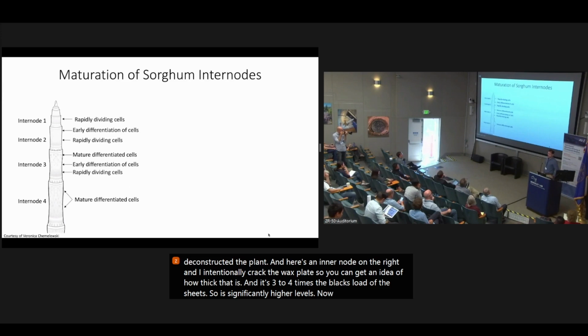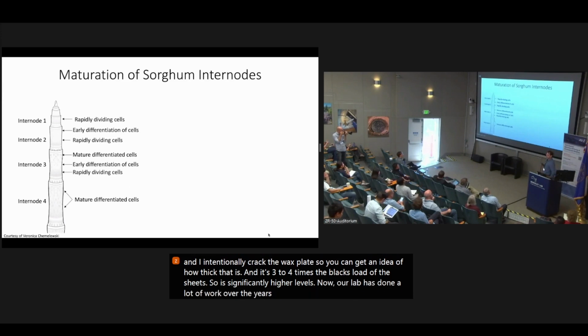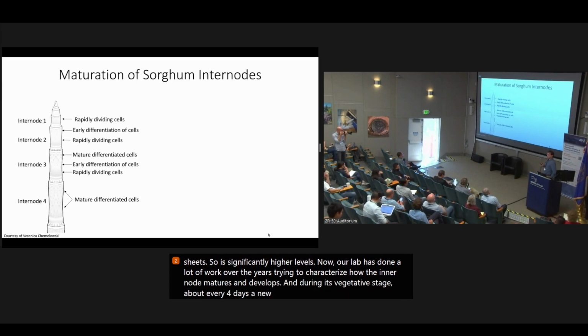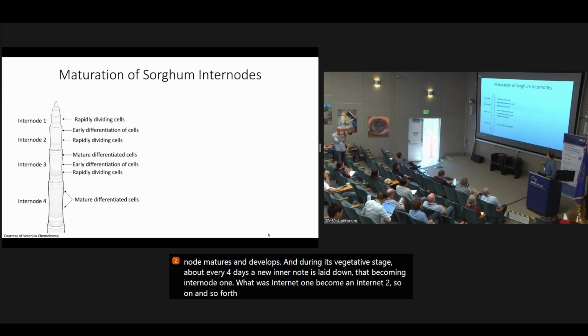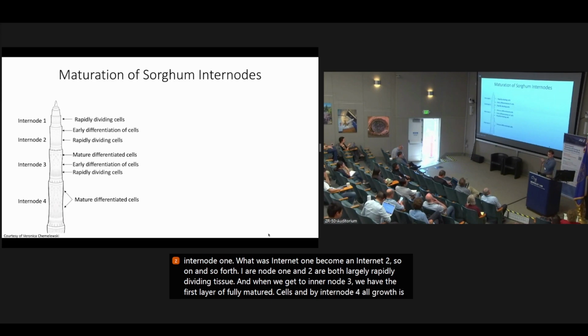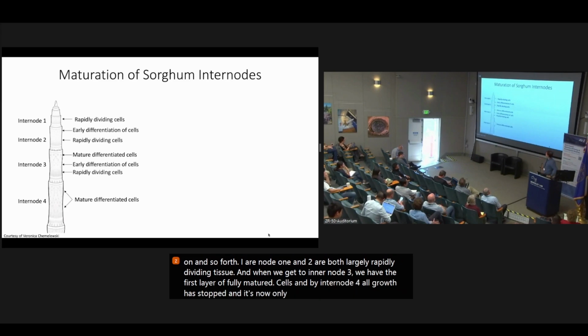Now, our lab has done a lot of work over the years trying to characterize how the internode matures and develops. And during its vegetative stage, about every 4 days, a new internode is laid down, that becoming internode 1, what was internode 1 becoming internode 2, so on and so forth. Internode 1 and 2 are both largely rapidly dividing tissue. And when we get to internode 3, we have the first layer of fully matured cells. And by internode 4, all growth has stopped, and it's now only matured cells.